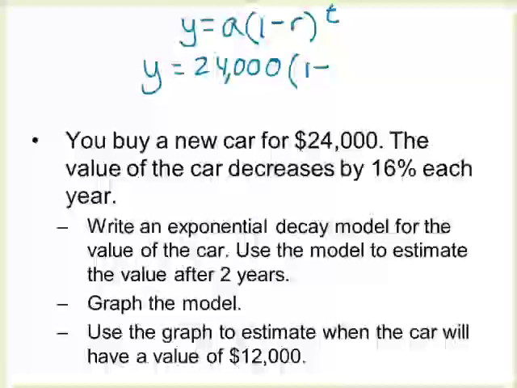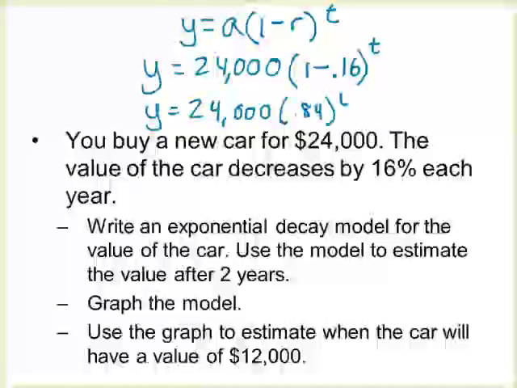What is R? Rate of decay, which is 16%, 0.16 as we put it in. Don't put it in as a 16, put it in as a 0.16. To the power of t, for a model, remember you should have both variables still present. A model is a general equation that we can later plug in anything we want. So we get 24,000 times 0.84 to the t.